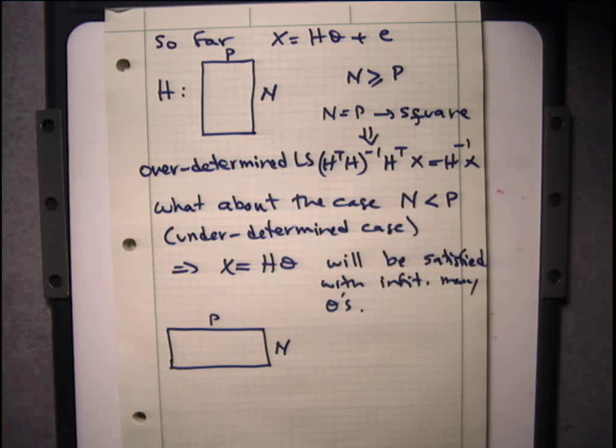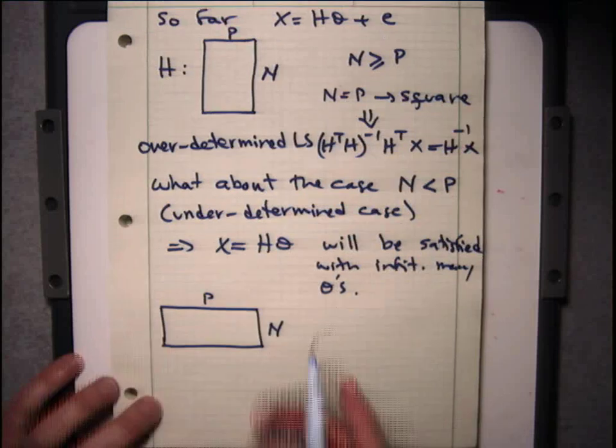Therefore, you need some other constraint, some other force, to uniquely pick one of the thetas that makes this equation true. As we just said, there are infinitely many that will work, so you just want to pick one of those. There are many different ways to select the one solution that you want. The most popular one is to select the smallest solution, the smallest in terms of magnitude. That's the so-called minimum norm solution.